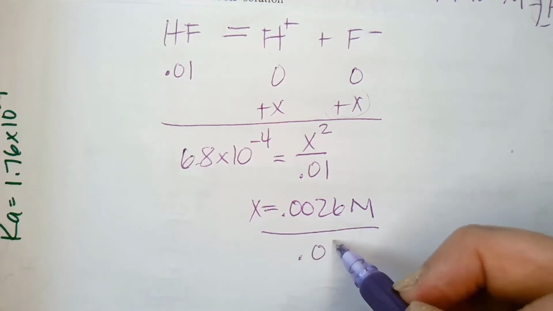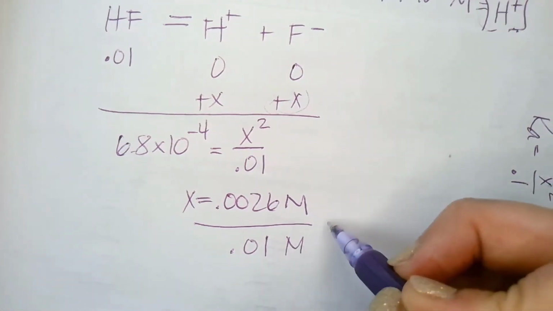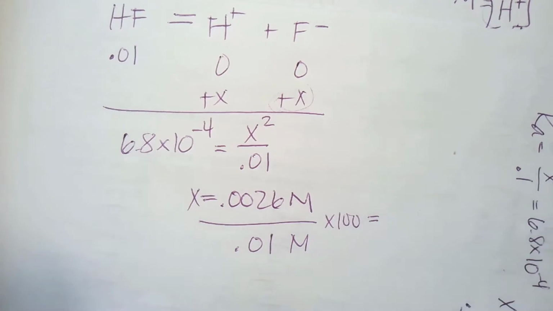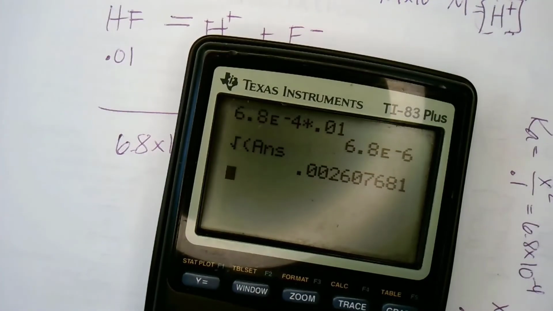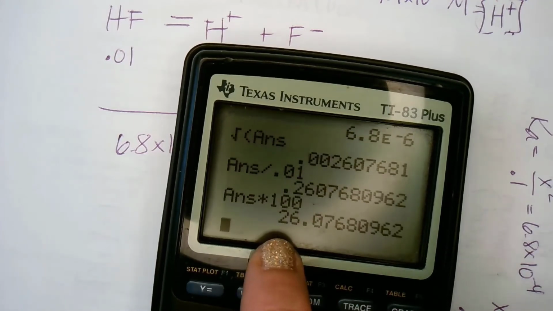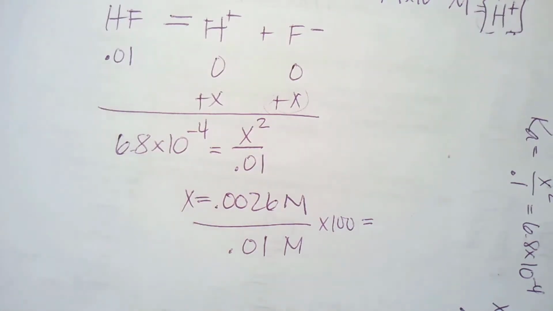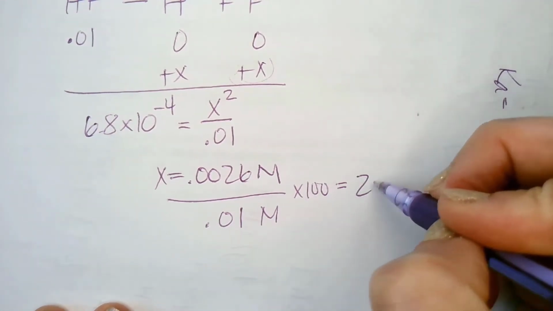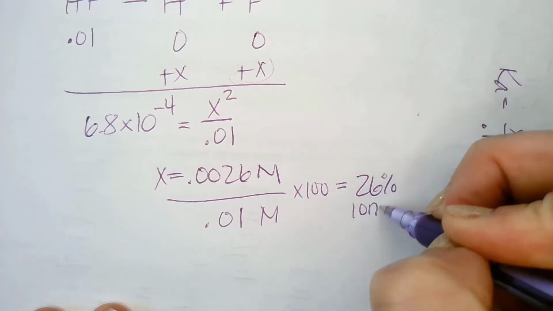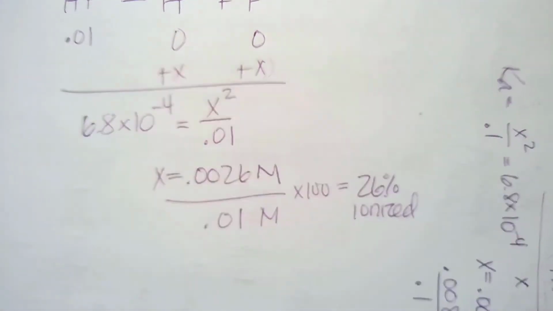And again, if we take that X and divide it by 0.01, which was our initial concentration, times it by 100, to see that percent, we would do divided by 0.01 and times it by 100. Holy smokes, we have 26% ionized.